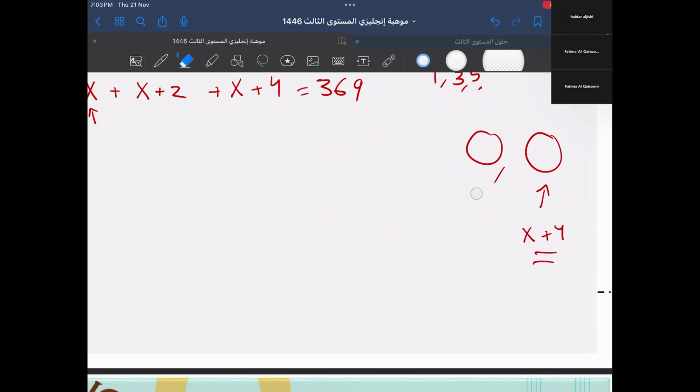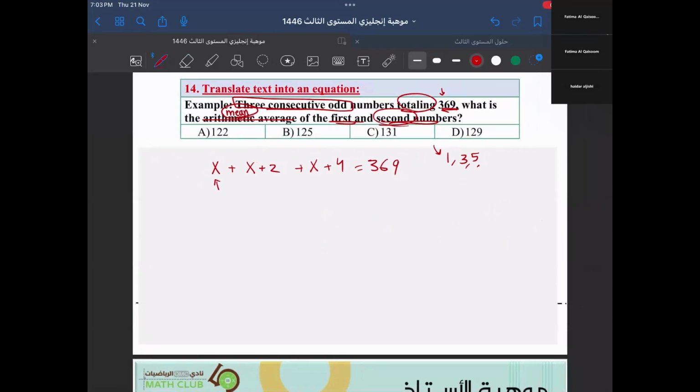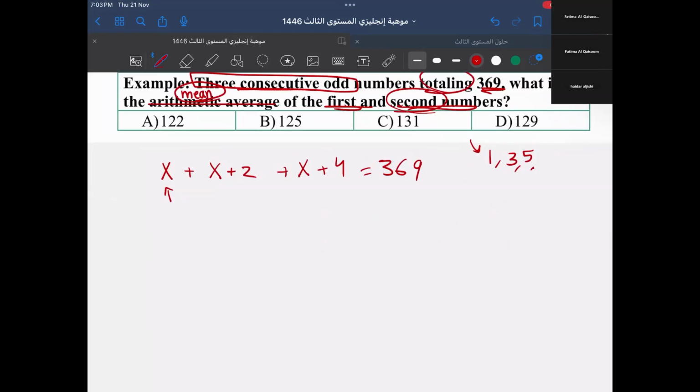But Miss, what's the difference between mean and average? The mean and average are the same. The different one is the median. The median is when you have a couple of numbers like 1, 2, 3, like this, and the median is the number in the middle. But the mean and average are the same.